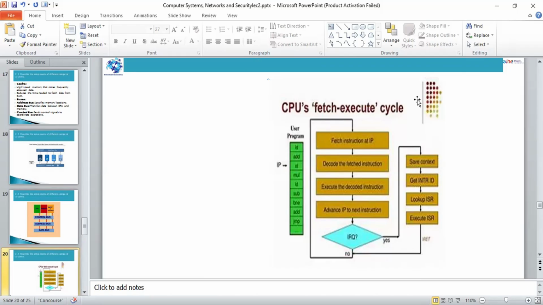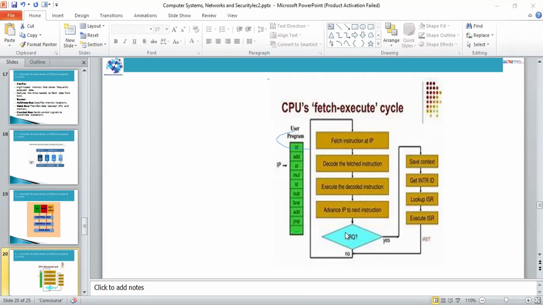So for example, these are the user programs. The user wants to enter some data, like the ID, and what operations the user has to perform. They want to do that. So they will give and call. They will fetch an IP. That address will be decoded. So the fetch operation is performed.